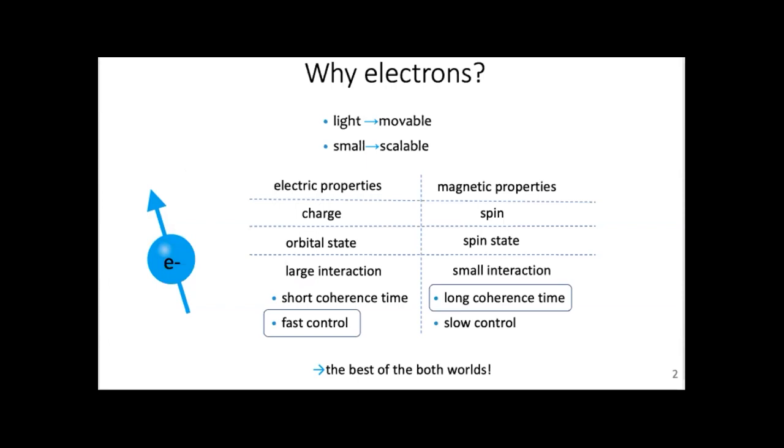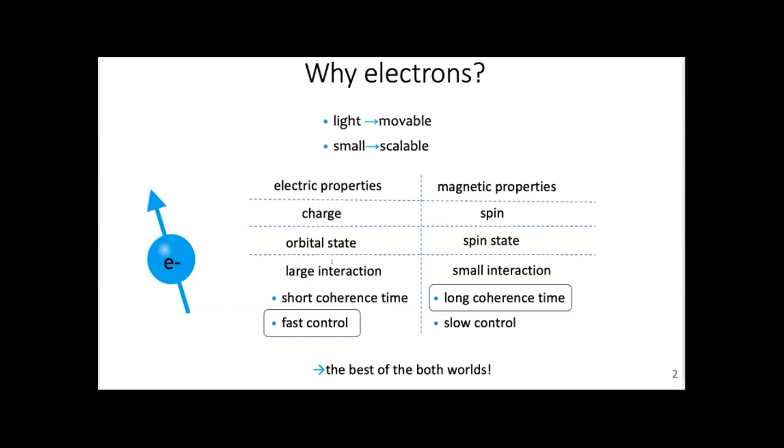And third, electrons have both electric properties and magnetic properties: charge and spin. An orbital state is an electric quantum state, and the spin state is a magnetic quantum state. So the orbital state tends to have large interactions, and the spin state tends to have small interactions. If the interaction is small, the coherence time tends to be long, but with a smaller interaction, we can realize only a slow control of the qubit state.